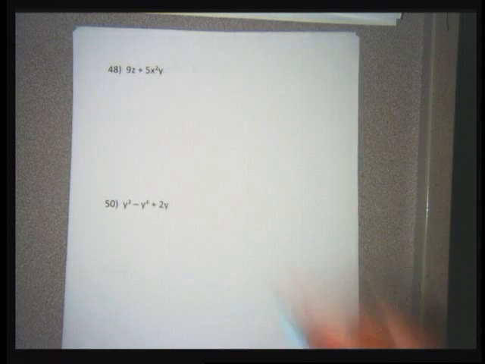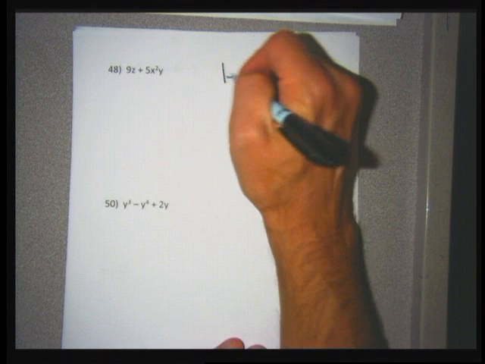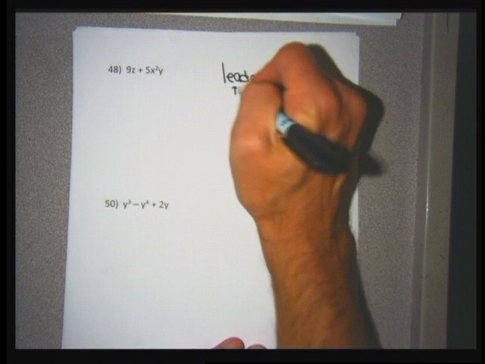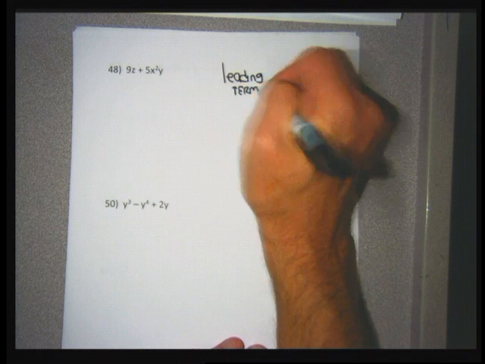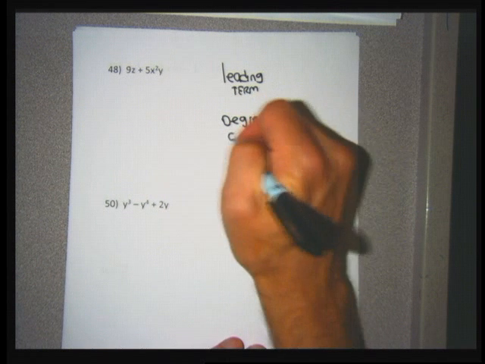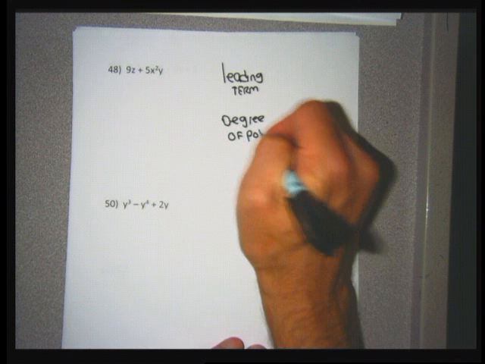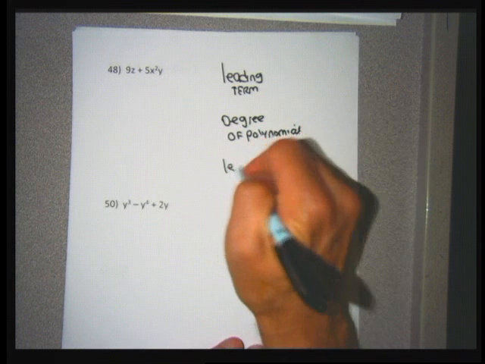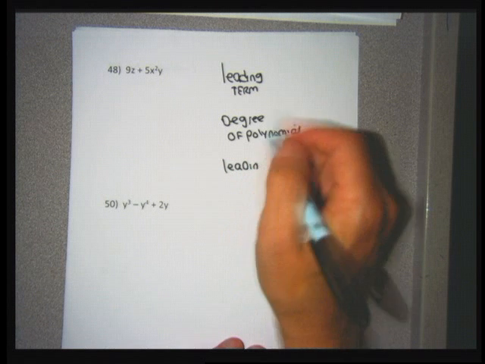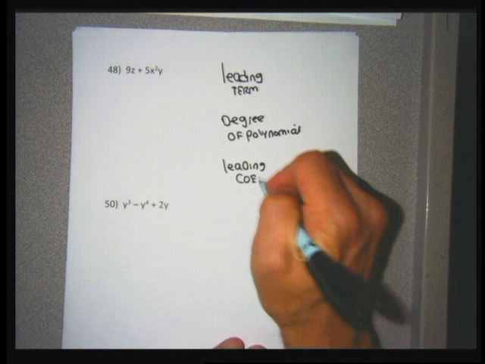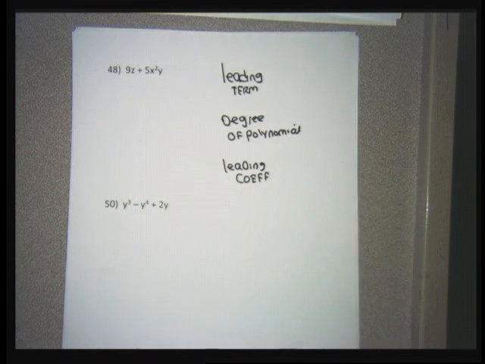So I have to identify the leading term, the degree of the polynomial, and the leading coefficient for every problem between 45 and 56. And there's no algebra to do. The first thing I need to do is look at each term.